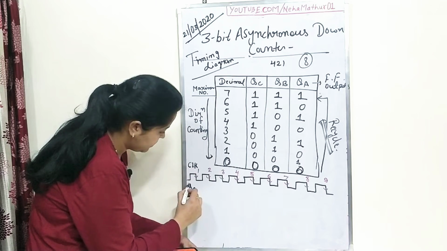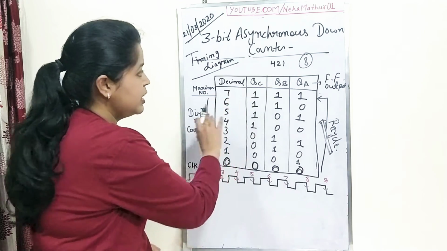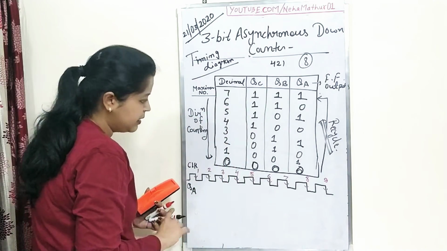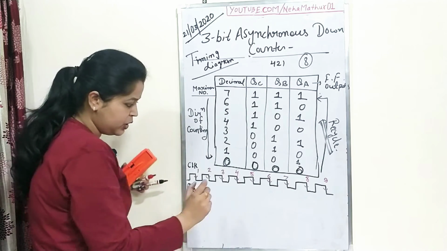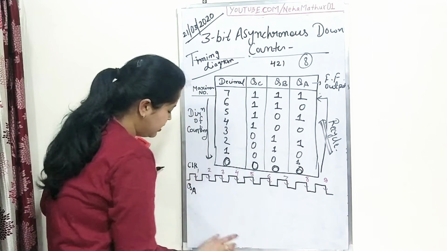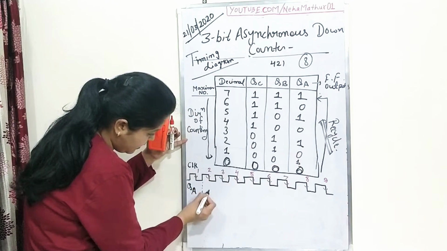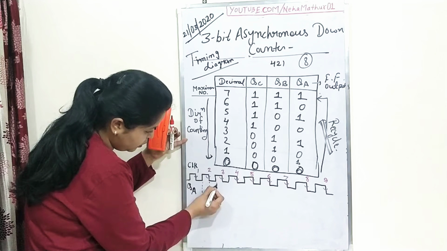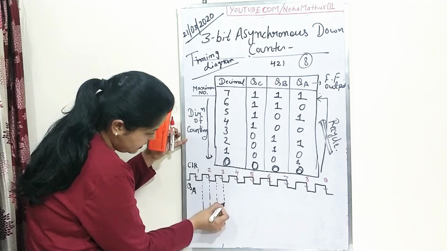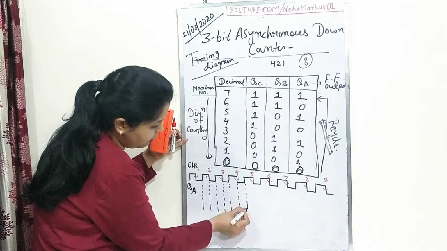QA. Then I will represent QB and then QC. Always try to make these pulses have the same width. So just to make it the same width, try to make it in the dash form, just to make it symmetric.